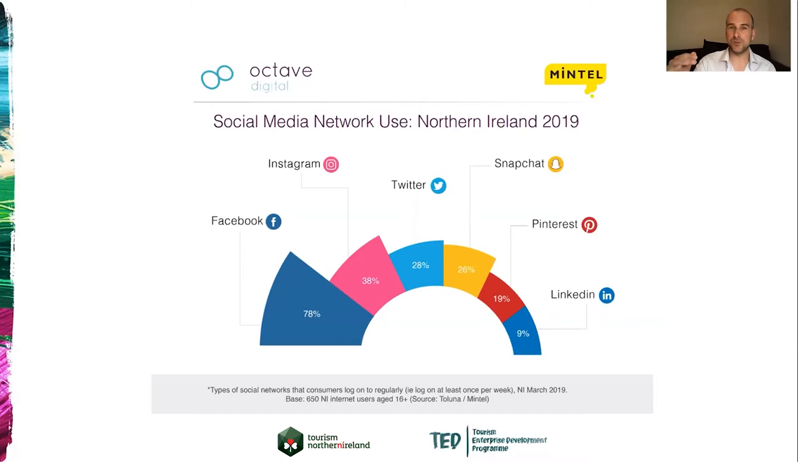And fourthly, we have Snapchat. So Snapchat is a photo app that sits on a smartphone, and it allows people to send bits of photography content or video content in a social setting. So it's very, very popular with younger people, again, who want to use it to socialize and to share content with friends. Then we have Pinterest.